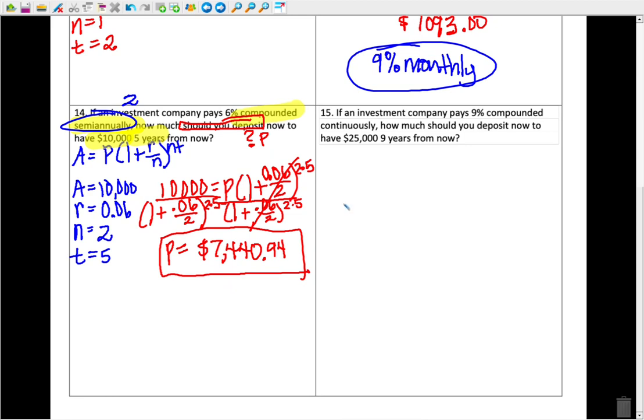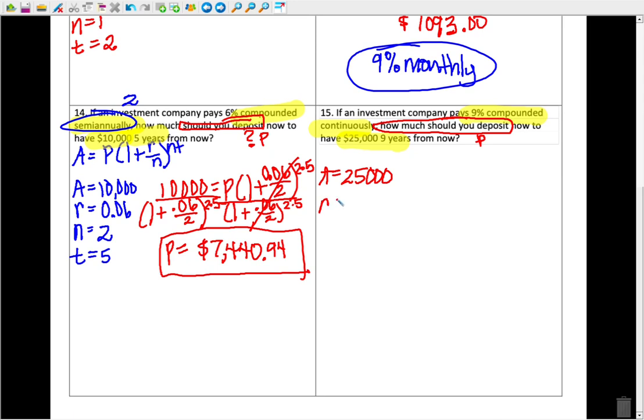Number 15 is the same way. This time it says an investment company pays 9% compounded continuously. Continuously means every day. How much should you deposit now to have $25,000 9 years from now? How much should you deposit tells you that you are looking for the P this time. So that means I'm going to have to fill out everything else I know. I know the amount that I want to have is 25,000. So I'm going to write A equals 25,000.